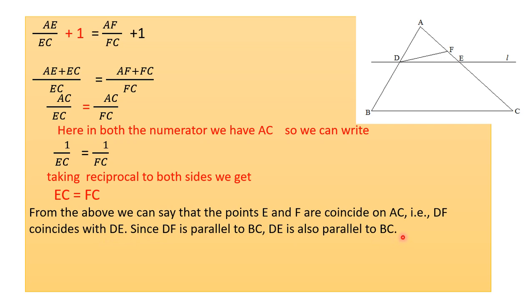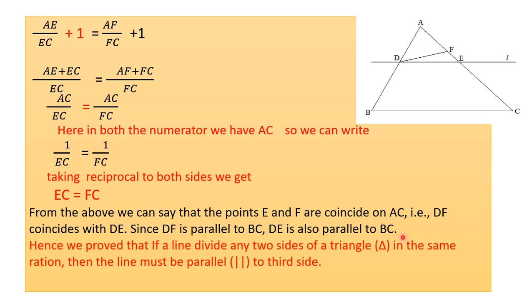So we can say, if a line divides any two sides of a triangle in the same ratio, then the line must be parallel to the third side. This is the proof of the converse of basic proportionality theorem.